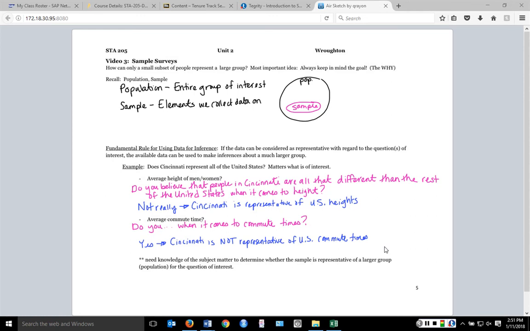So whenever you're reading things about a sample, always decide, first of all, who the population is, and ask yourself, can this sample represent this population? And pay attention to what information they're collecting and why they got it.